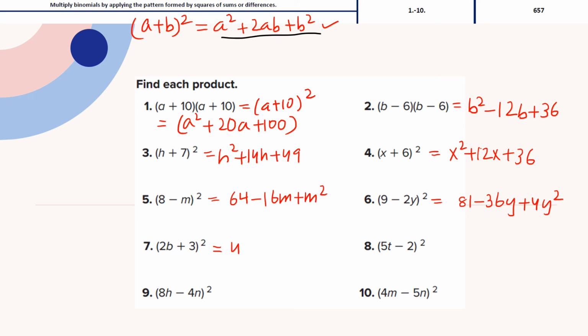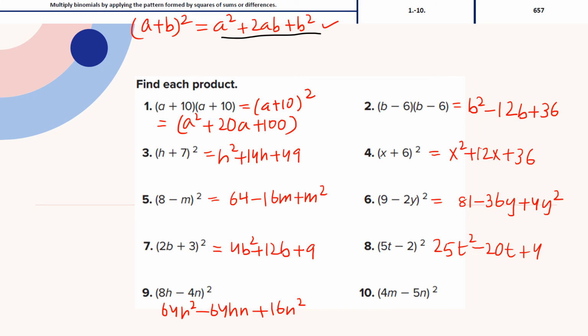Here it would be 4b square plus 12b plus 9. Here it would be 25t square minus 20t plus 4. Here it would be 64h square minus 64hn plus 16n square, and here lastly it would be 16m square minus 40mn plus 25n square. So this is how each of them would be multiplied using the identity of algebra.